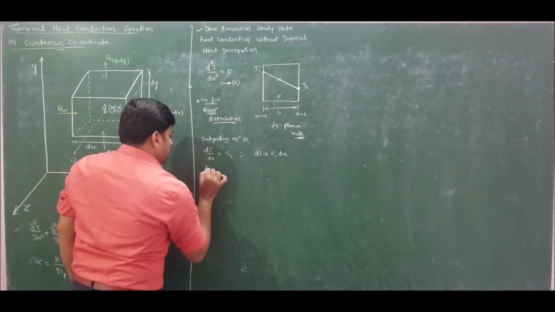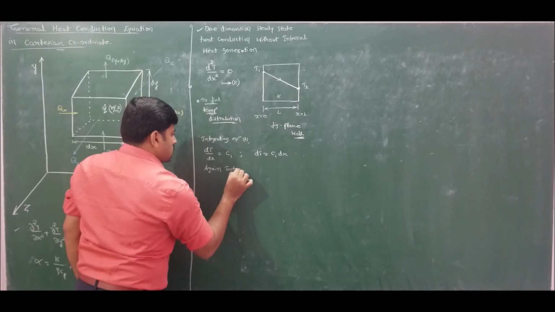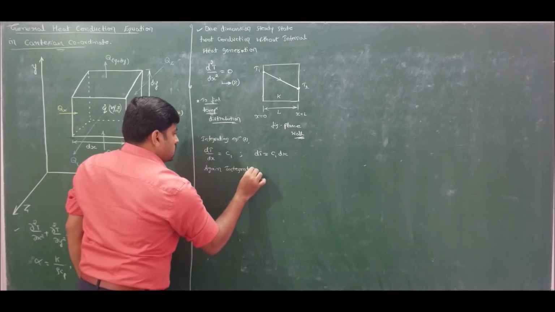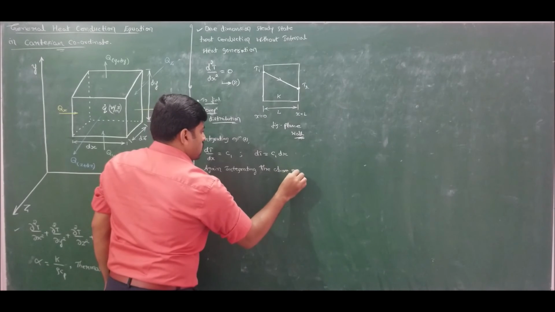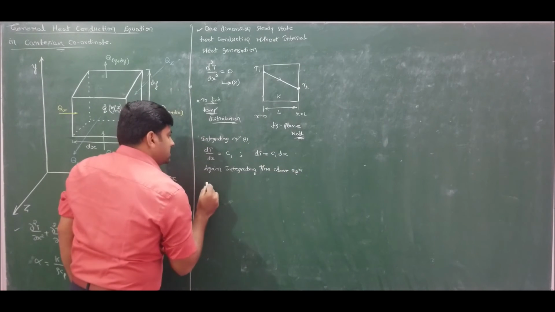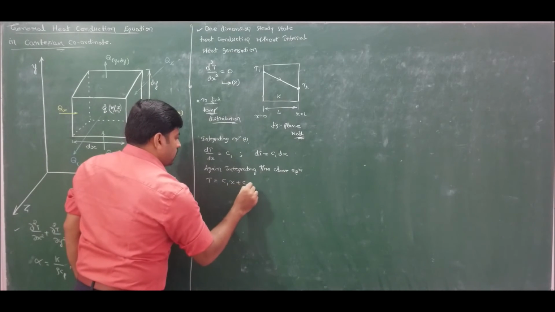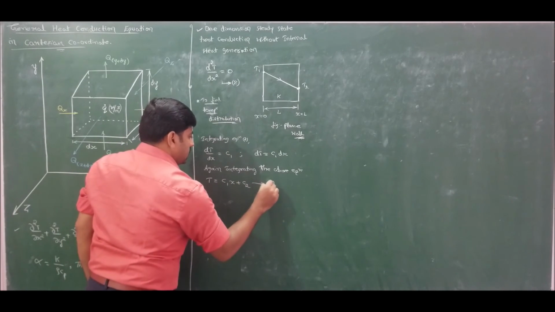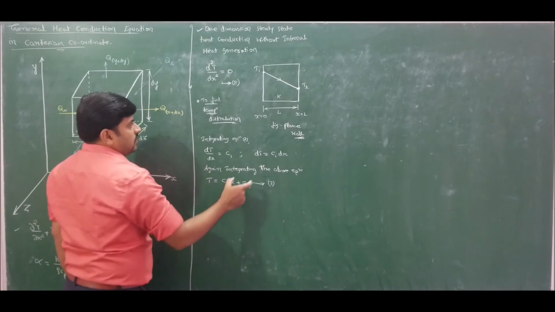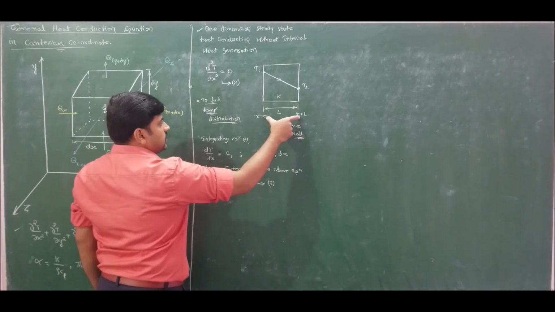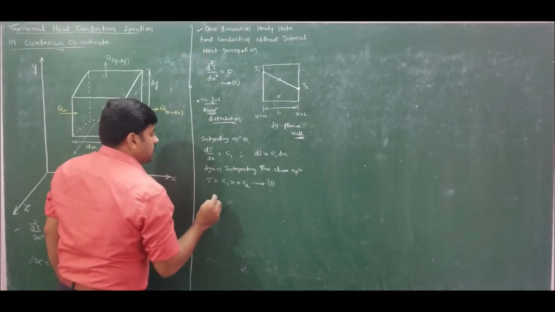Now again if I perform integration, integrating the above equation once again, I will get temperature T as C1 x plus C2. Take it as equation number 3. Now we have two constants C1 and C2. We have two boundary conditions at x is equal to 0 and x is equal to L. Now substitute the boundary conditions and find the constants C1 and C2.